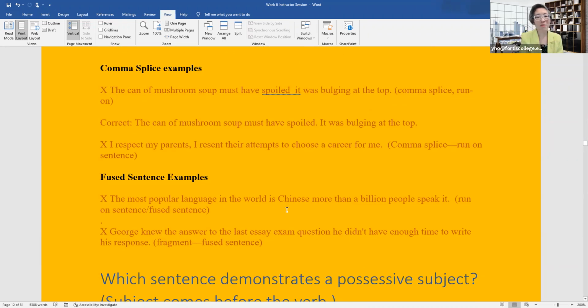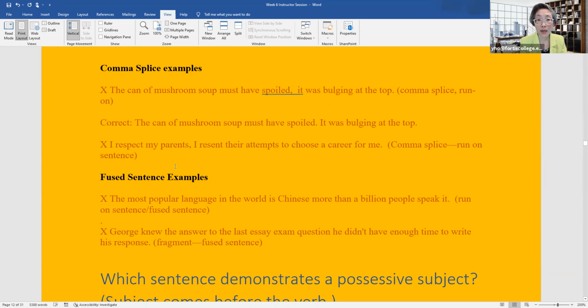Here are more examples of comma splices from your quiz. The can of mushroom soup must have spoiled. And here you're missing something. So what are you missing? Okay, and so this is a comma splice. I think that this originally was like this. So I took it out. So when you use a comma unnecessarily, that's a comma splice. Correct answer is the can of mushroom soup must have spoiled, period. It was bulging at the top. So this is an example of a comma splice.